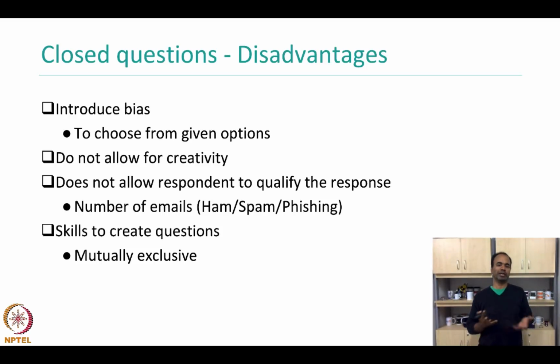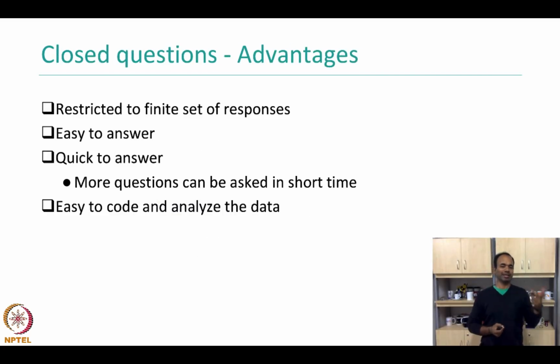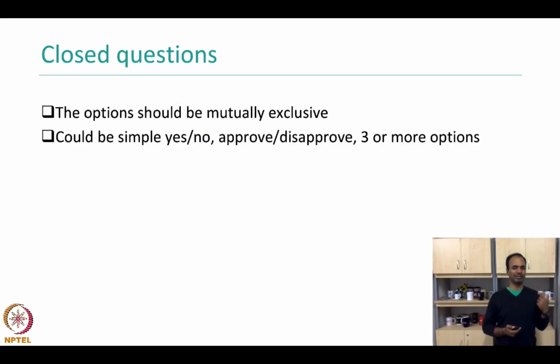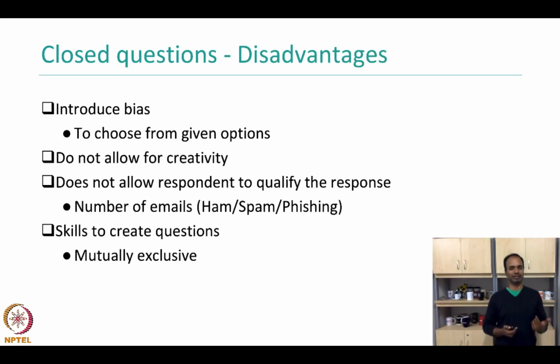Do not allow for creativity, right? Because it just allows people to only look at those options. Does not allow the respondent to qualify the response. Number of emails, right? Number of emails that they get, they can't really say how many of them are ham, spam, and phishing. Skills to create mutually exclusive questions: it's not that easy to actually create these kinds of mutually exclusive questions. I think the example that I have is pretty simple, but if you generate more and more of these kinds of questions, you will realize that the problems are not that simple.